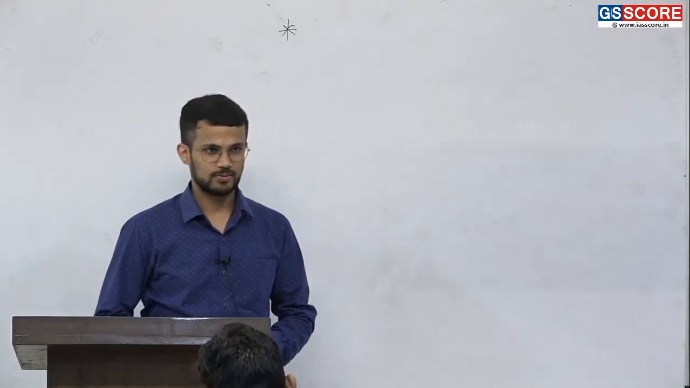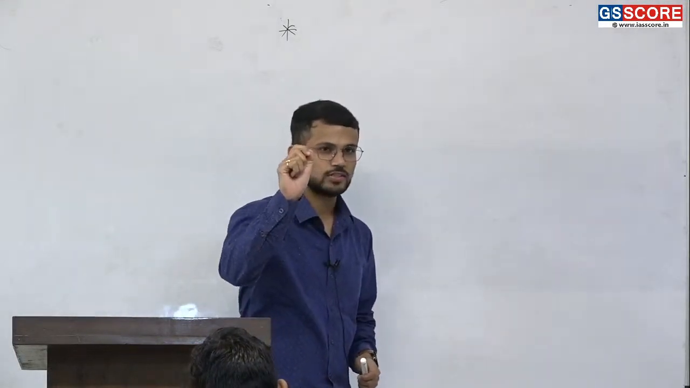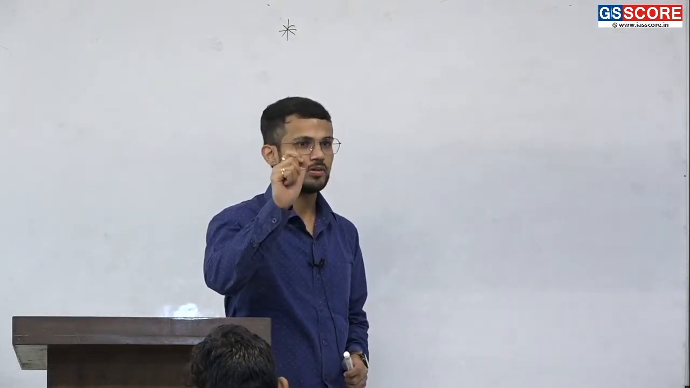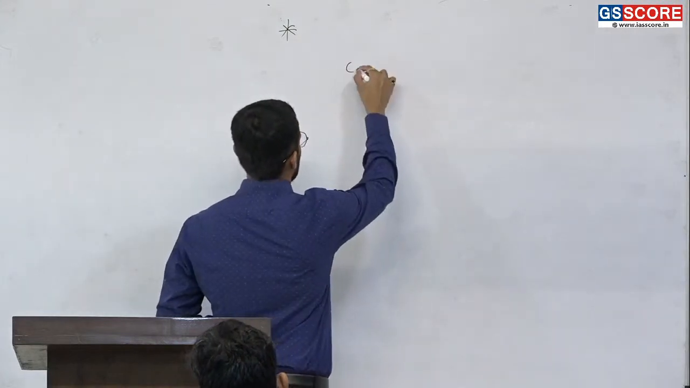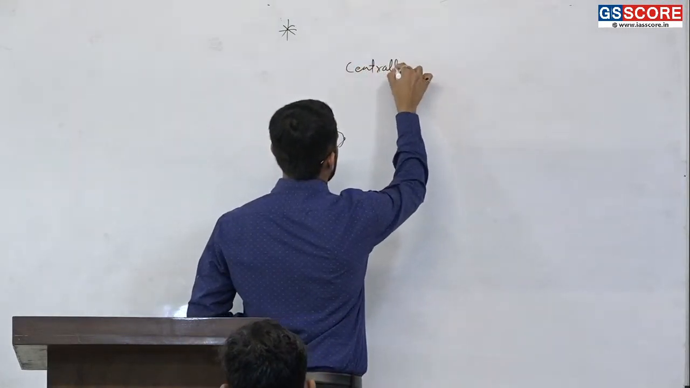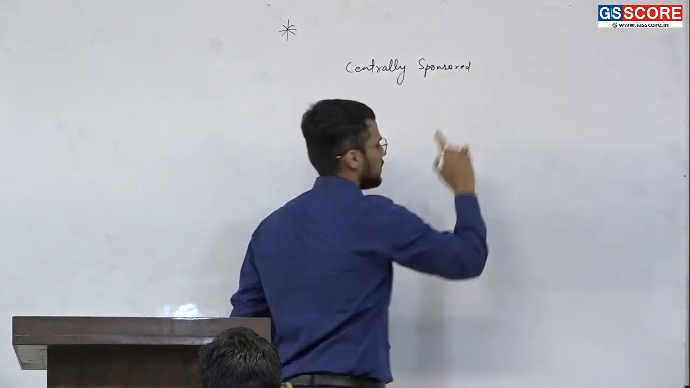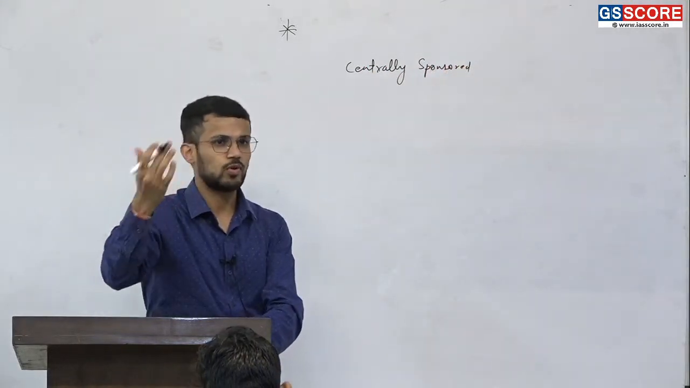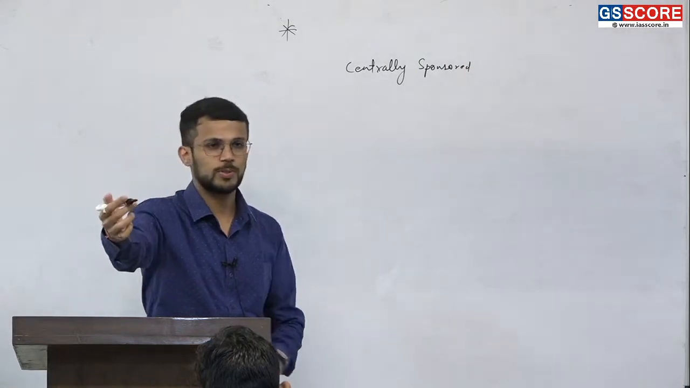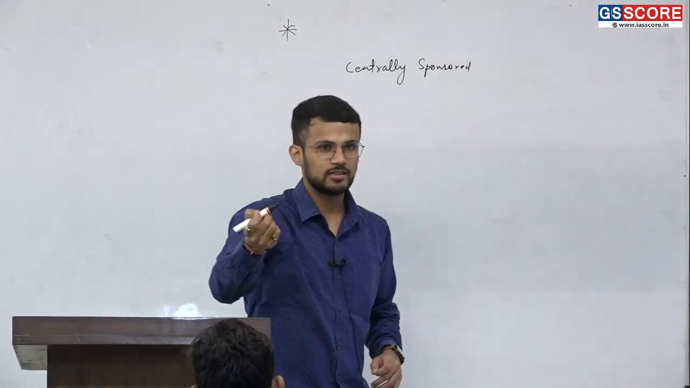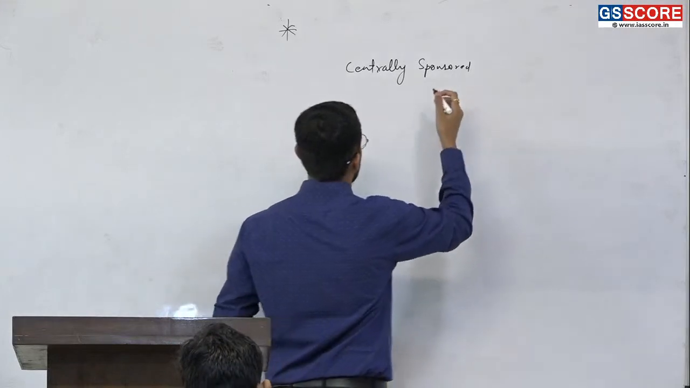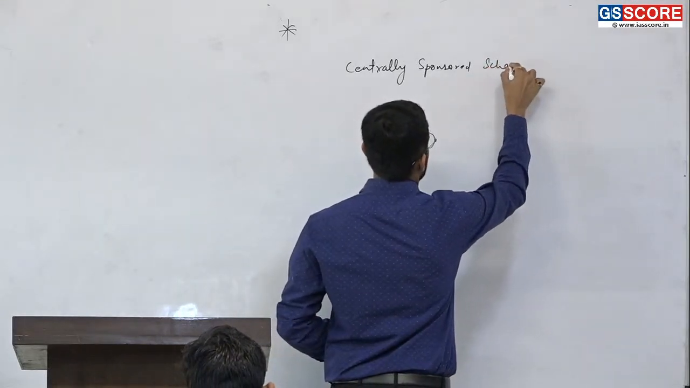Fine, that is there, but centrally sponsored schemes have a very important feature. What is that? Fine, that sharing will vary. It is 60-40 sometimes, for special category states it is 90-10, right? So that will vary for centrally sponsored schemes.